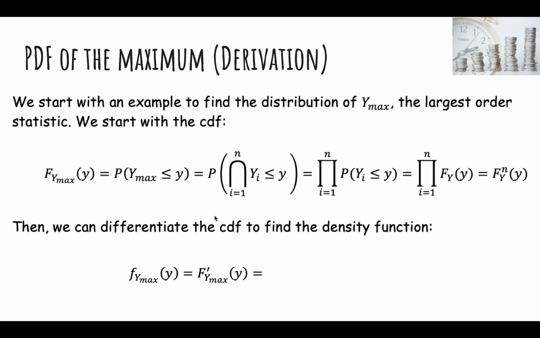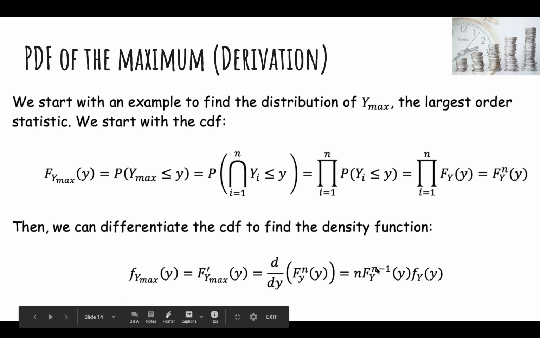And so now we just differentiate the CDF to find the PDF. Notice this is of the form something to the n, and so the derivative will be n times that something to the n minus 1, and then also times the derivative of that because of the chain rule, and the derivative of the CDF happens to be the PDF.